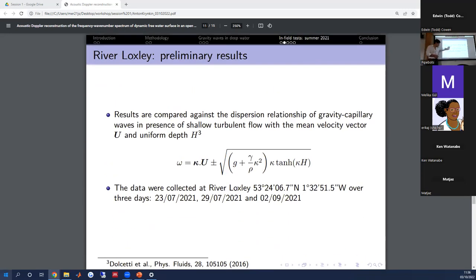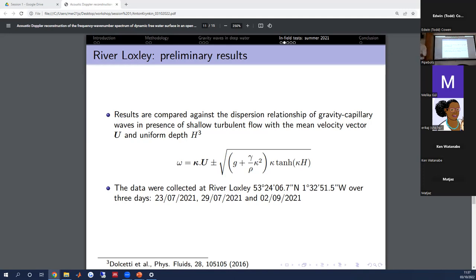Okay, so the main equation here to recover this velocity, which we really need to know from the experiment, is this one. This is basically a dispersion relation for gravity-capillary waves propagating on the surface of the flow. So flow velocity, wave number of the waves, gravity, surface tension constant, density of water, and water height. The water level was something like half a meter, just enough to go over the Wellingtons. Which is very uncomfortable.